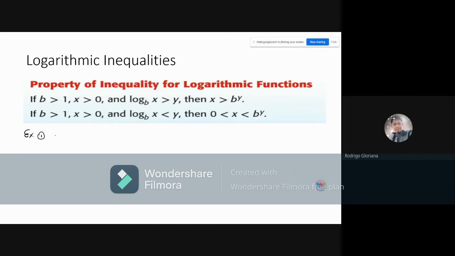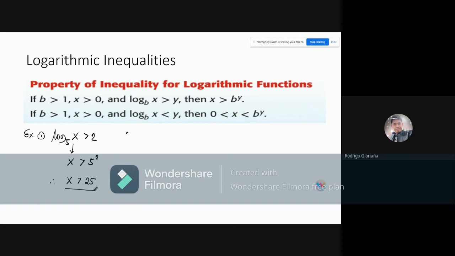So, for example, in solving logarithmic inequalities, number 1, let's say the logarithm of x to the base 5 is greater than 2. Class, we have no direct solving, but we have to translate this to exponential. So, x is greater than 5 raised to 2. Since that is greater than, we have 5 squared, which is equivalent to 25. So x is greater than 25.